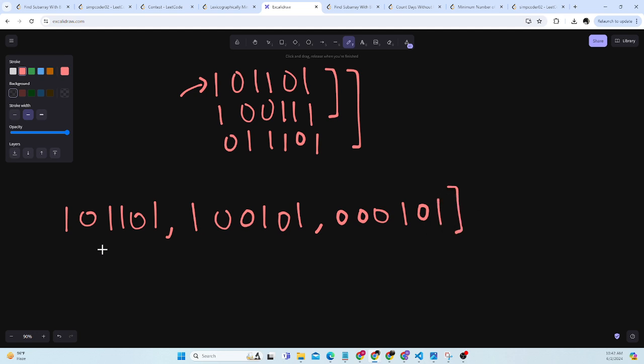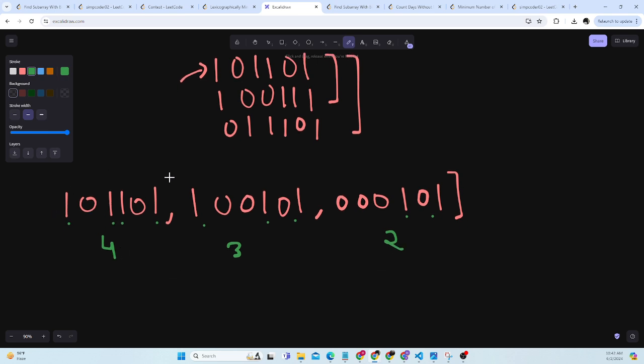So you see that initially we had 4 bits set. Now we have 3 bits set, and now we have 2 bits set. And if we see the value, this value keeps on decreasing.